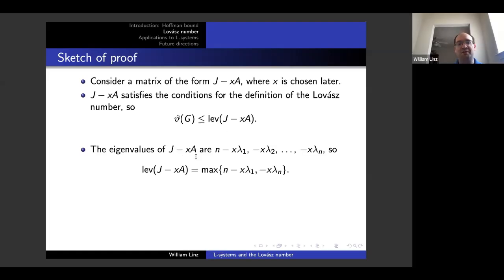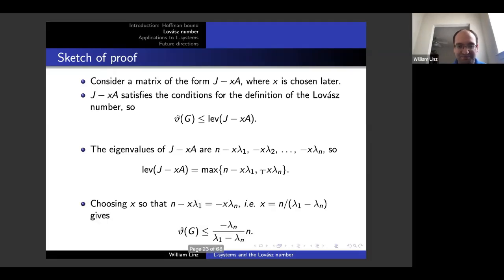Now the eigenvalues of J minus xA can actually be computed. I'm going to skip over that statement, but basically they're just n minus x lambda 1, where the n comes from J, and then negative x lambda 2, up to negative x lambda n. So which one of these is going to be the largest? Well, it's either going to be n minus x times lambda 1, this first one here, or it's going to be the largest over the remaining ones. The largest of all those would be negative x times lambda n.